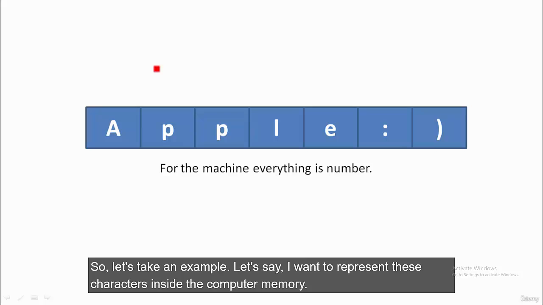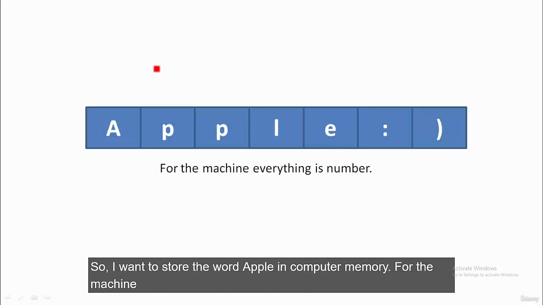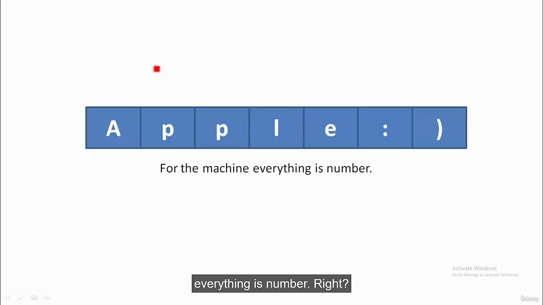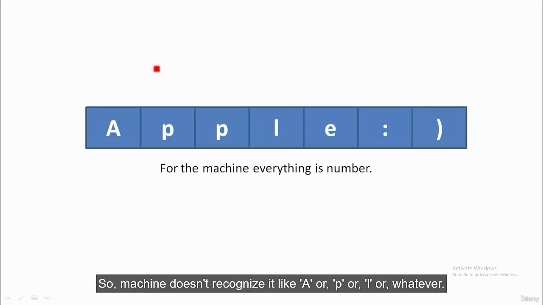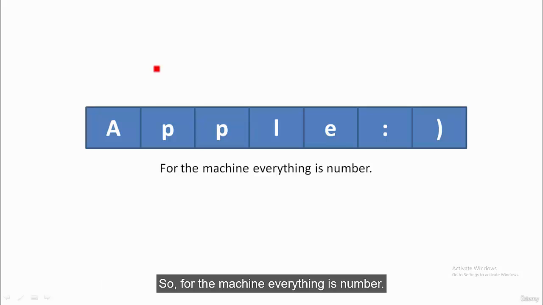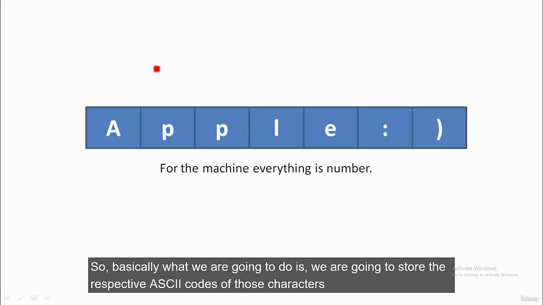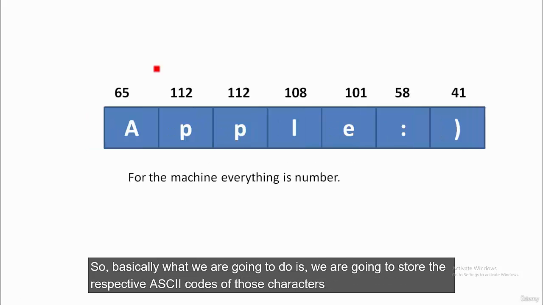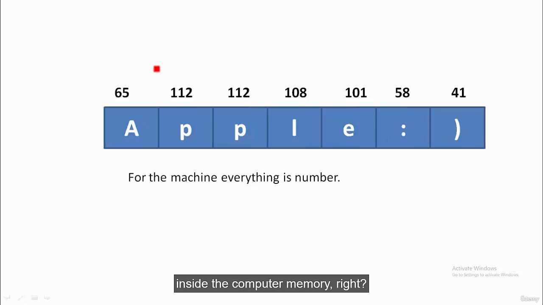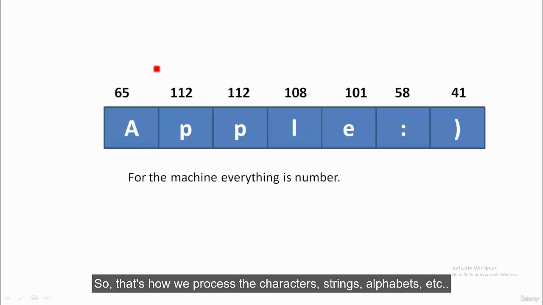Let's take an example. Let's say I want to store the word apple in computer memory. For the machine, everything is a number, right? The machine doesn't recognize A or P or L. So basically what we are going to do is store the respective ASCII codes of those characters inside the computer memory. That's how we process characters, strings, alphabets, etc.